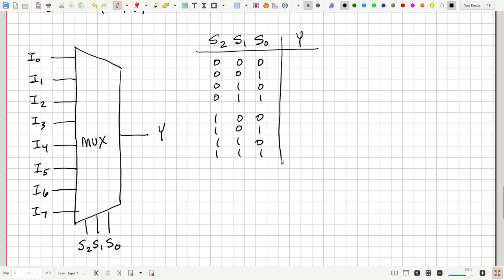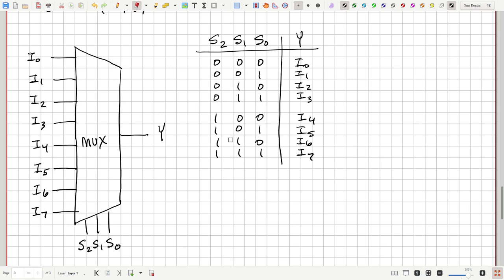And what would be the outputs? Well, with this, we want Y to be I0, I1, I2, and I3, then I4, I5, I6, and I7. And we could do just as we did for the 4-to-1 multiplexer. We could write the minterms for each one of these rows in terms of the three variables. Like the first one would be not S2 and not S1 and not S0, and then AND that with I0, and then OR do the same thing for the next row, etc.